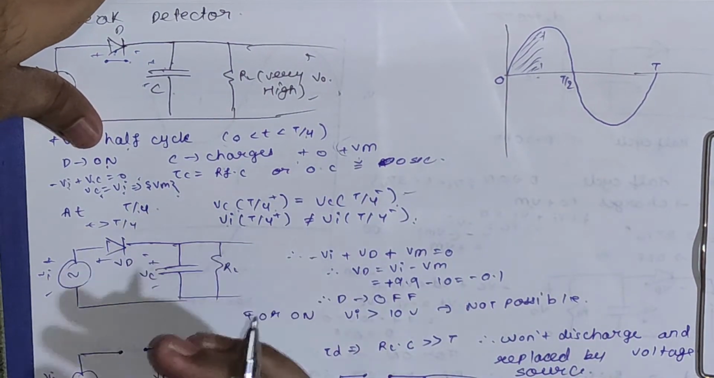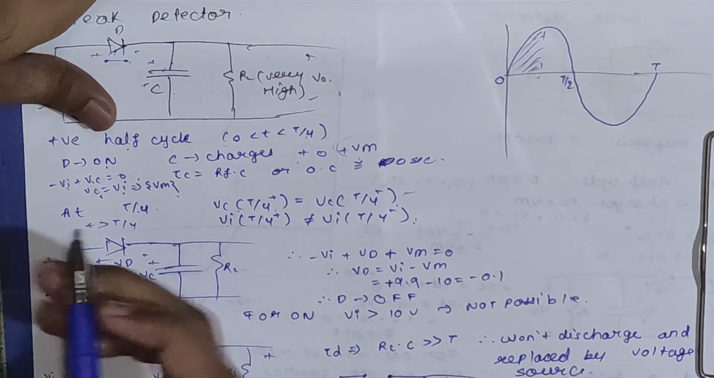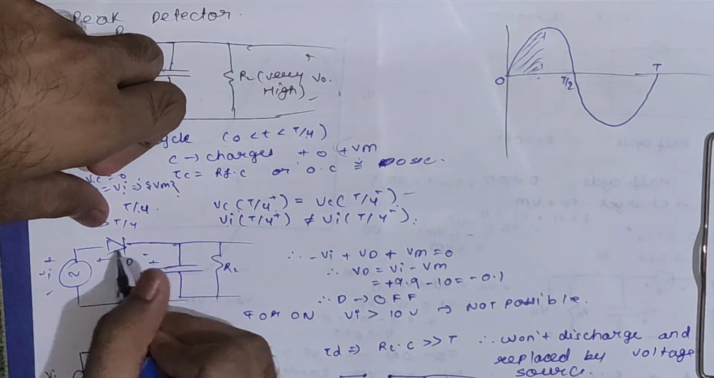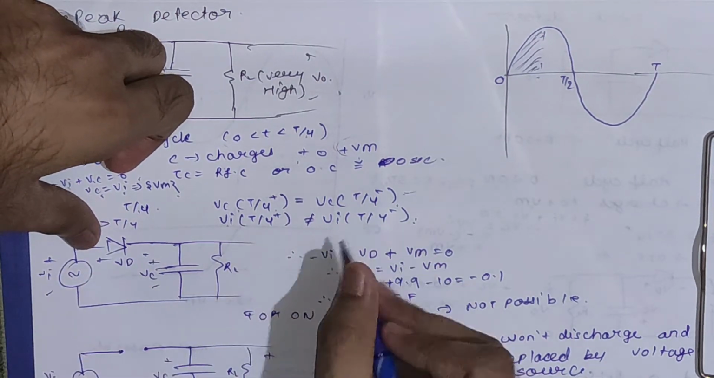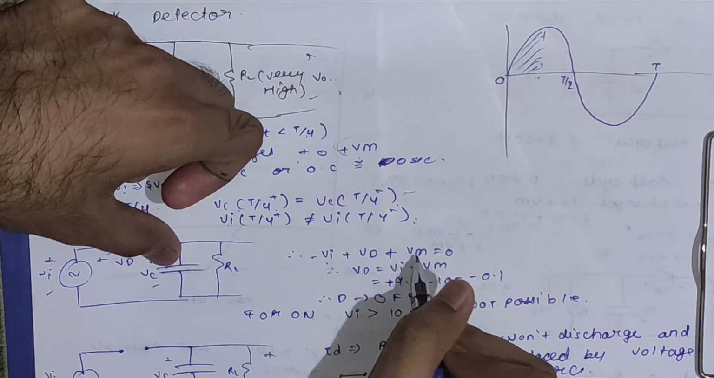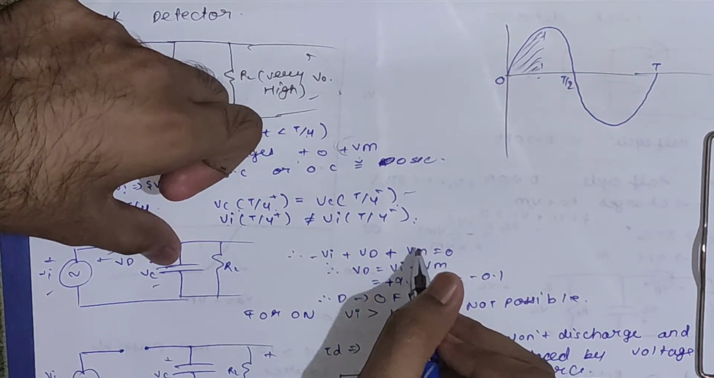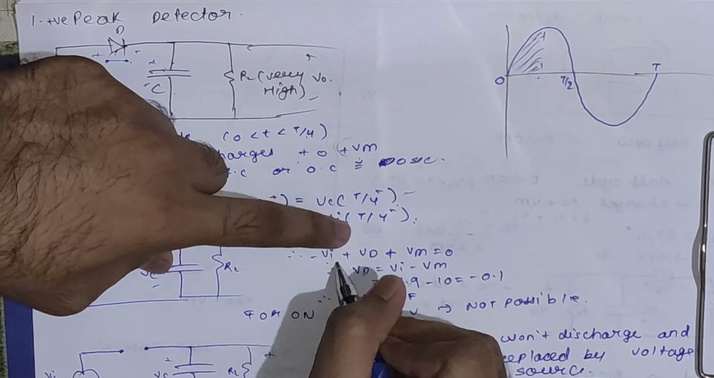Now we have to check whether the diode will be on or off. For that we have to find the voltage across this diode, that is nothing but Vd. If you apply KVL, you will get minus Vi plus Vd plus Vc is equal to 0. Vc is nothing but Vm. So Vd will be equal to Vi minus Vm.